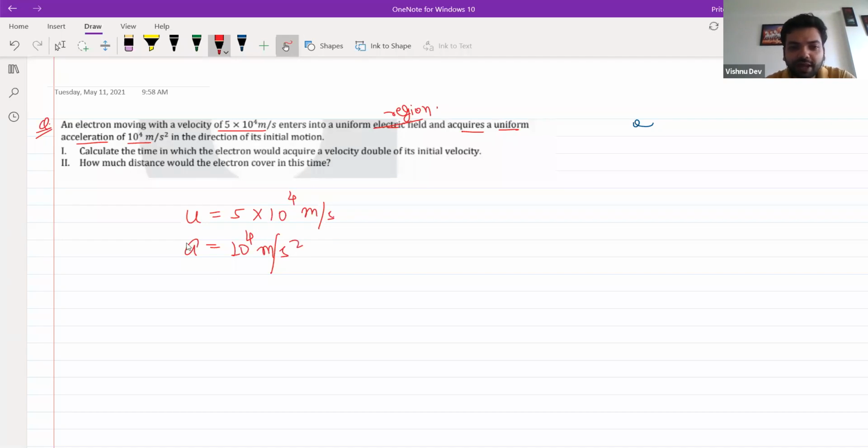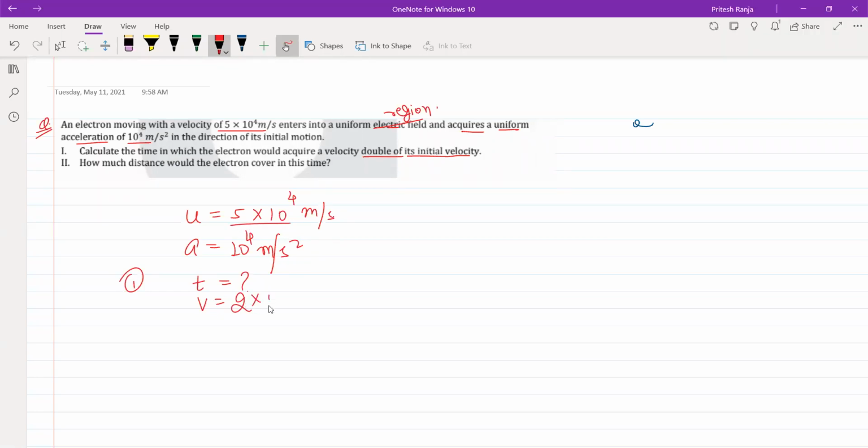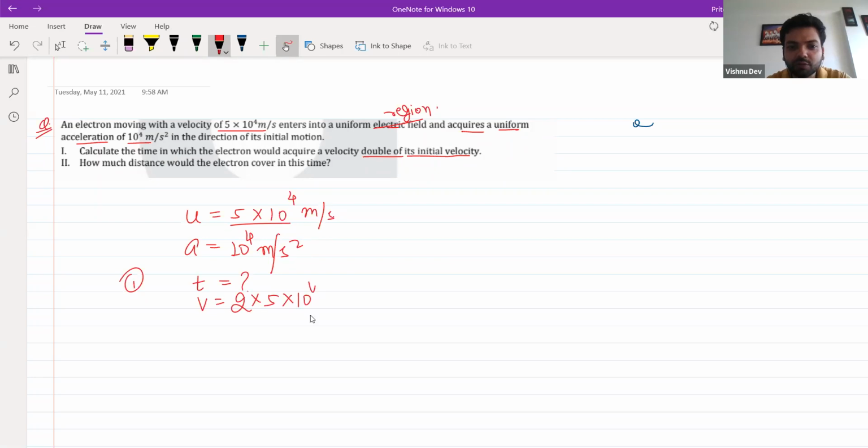You have to calculate the time in which the electron would acquire a velocity double of its initial velocity. That means final velocity, how much is it? 2 times the initial velocity, right? So 2 into 5 into 10 to power 4. So that will be 10 into 10 to power 4.